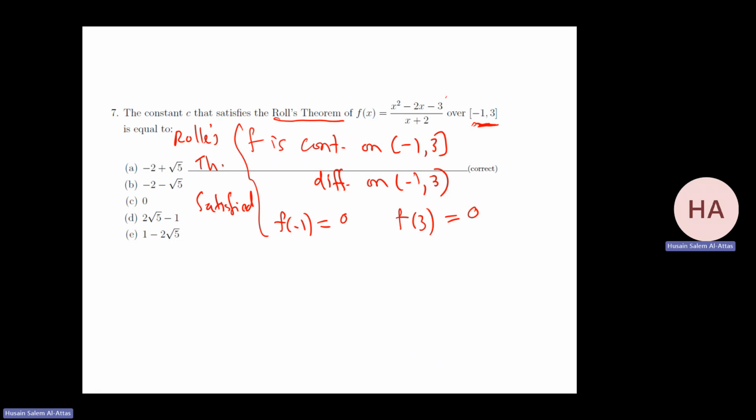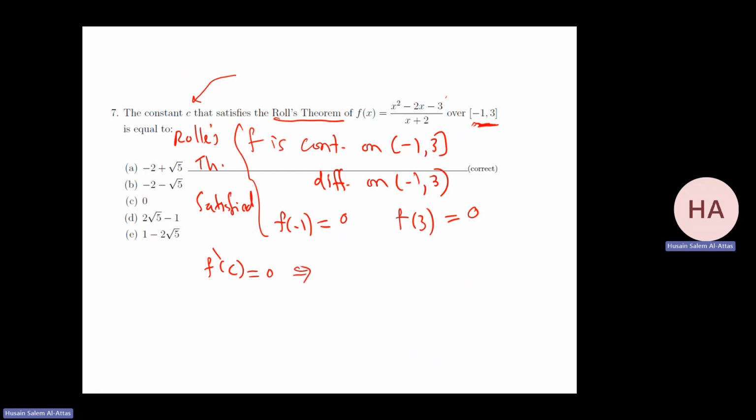Do we need to do that in the exam? In general, yes. But since he asked there is a constant C that satisfies this, it means embedded that the Rolle's theorem conditions are satisfied. Okay, now let us find the C, for which I need f prime at C equals 0.